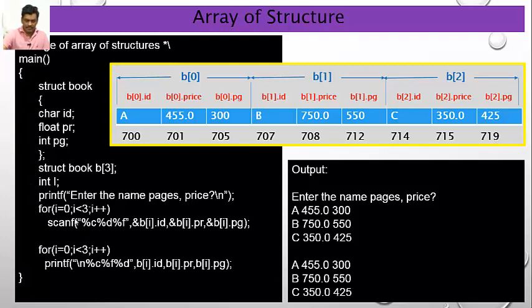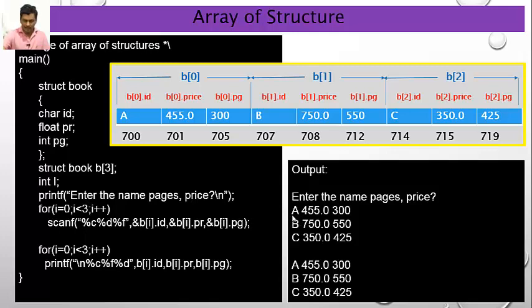Then first the value of i is 0, and b[0].id is a character type. This element is a character, so here we put %c, %d, %f, because pr is a float and pg is an integer. Based on that, we give the appropriate format specification here. So b[0].id gets one value. For example, it displays "enter the name, page, and price" in the output. Then the cursor waits to accept the input.